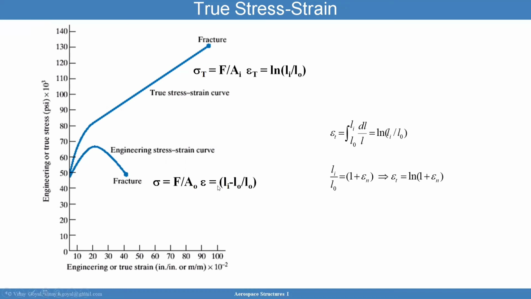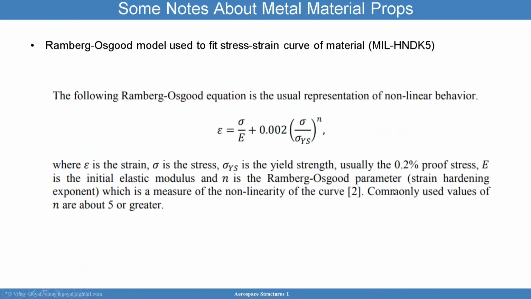Now, this strain here is this epsilon n, so you can convert from epsilon to epsilon t, the true strain, using this formula. So if I know this, I can calculate epsilon t. So that's one way to do that.